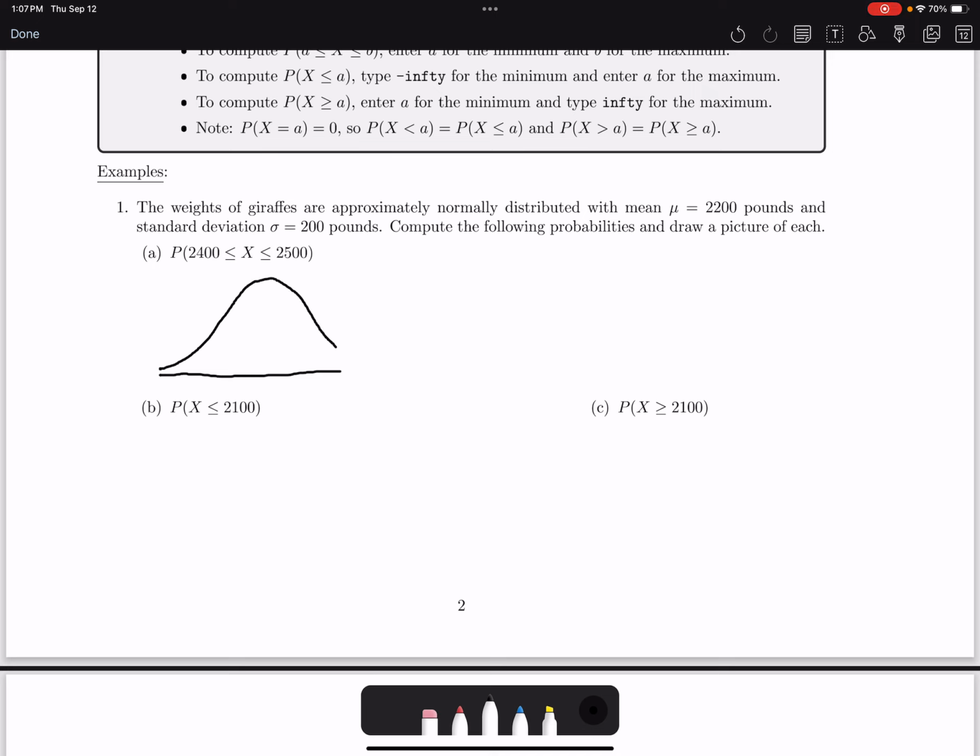So you give yourself a little bell-shaped distribution. Do your best. Mine's not perfect, so yours obviously doesn't have to be. But the mean should be right in the center of the distribution. And the mean in this case is 2,200 pounds. So 2,200 should be right about here.